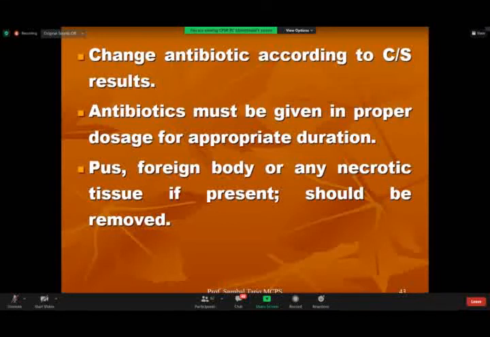Pus or foreign body, या necrotic tissue, if it is present, the concentration of the antibiotic in that pus or foreign body or around the foreign body, if it is necrosis, it will be 0. Because antibiotics have to be distributed to the various parts of the body, and if pus is present, foreign body or necrotic tissue is present, you have to remove it before starting the treatment. Therefore, the importance of incision and drainage, especially whenever there is abscess formation, you have to incise and drain that portion, and local dressing is the best thing to do besides antibiotics.